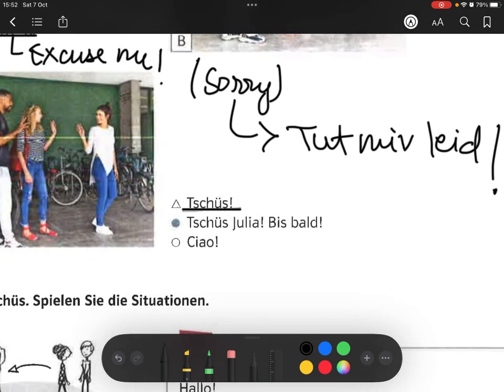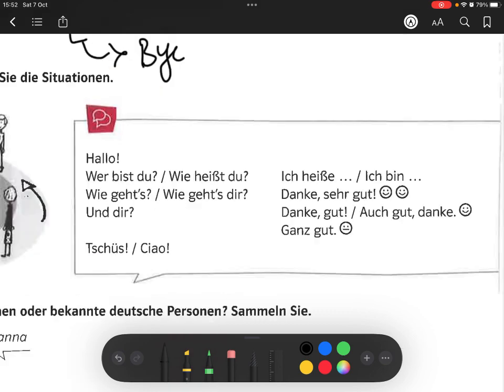Then we have tschüss or ciao. Both of these mean bye. Now let us revise our new vocabulary. Hallo, hello. Wer bist du? Who are you? Wie heißt du? What are you called? Wie geht's? How are you? Wie geht es dir? Again, how are you? Und dir? And you? Tschüss, ciao. Bye or bye.